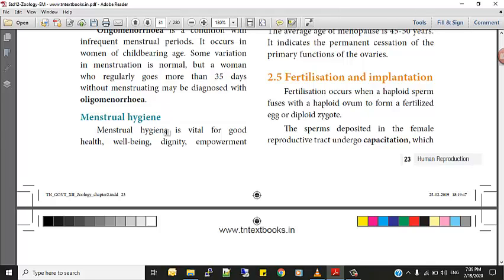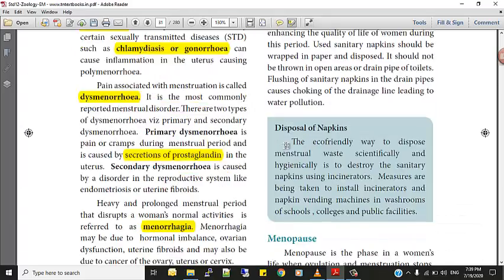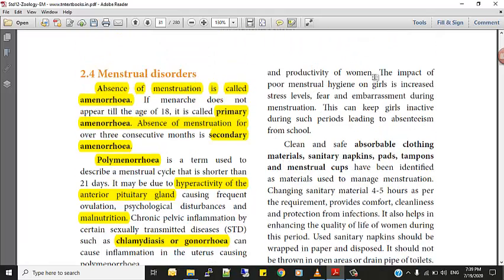Okay, and now we will see menstrual hygiene. Hygiene, what is hygiene? Hygiene னா சுத்தமும் சுகாதாரமும். Menstrual hygiene is vital for good health, well-being, dignity, empowerment and productivity of women. The impact of poor menstrual hygiene on girls is increased stress level, fear and embarrassment during menstruation. This can keep girls inactive during such periods, leading to absenteeism from school.